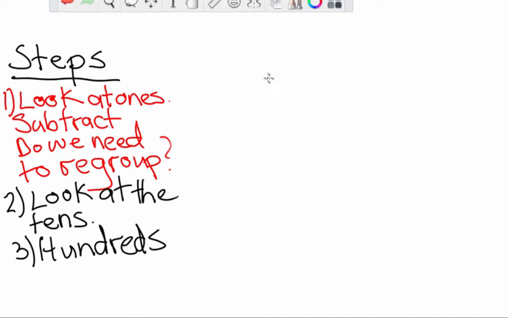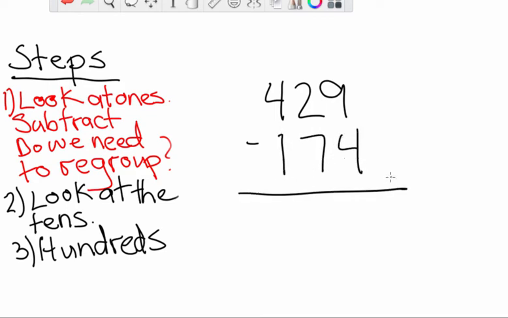So the next problem here, I'm going to write it for you, 429 minus 174. Okay. So again, remember, I look first at my ones. So I've got 9 minus 4. Now I need to check, do I need to regroup? The question is, can I do 9 and take 4 away? So I'm just going to draw some cubes because that always helps me. You don't have to do this, but it definitely helps if you want to try it out.